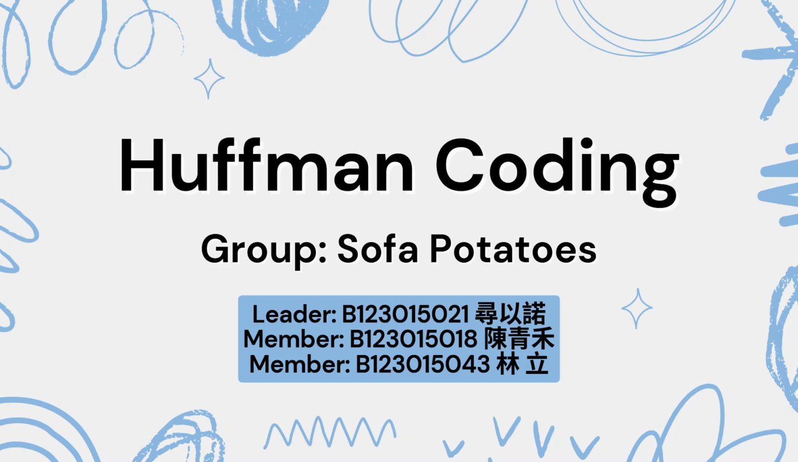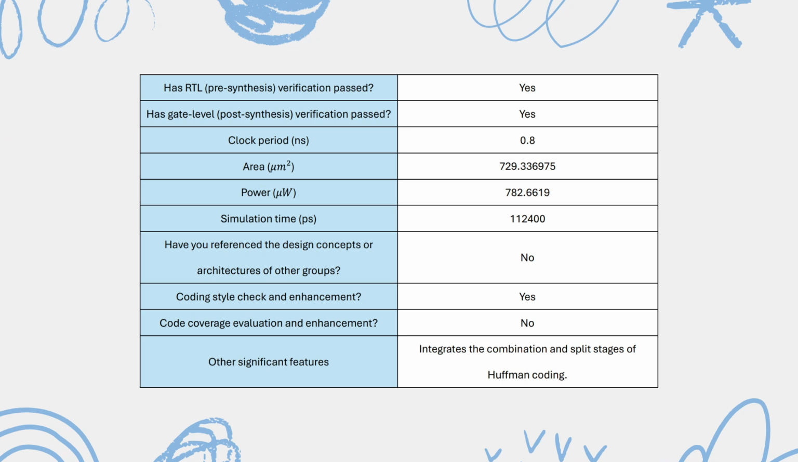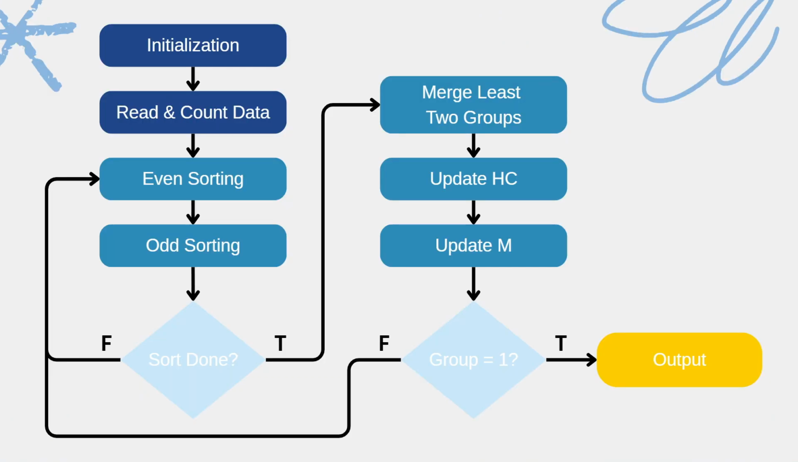We are Group Sofa Potatoes, and this is our Huffman coding presentation. We have passed both RTL and gate level verification. The chosen clock period is 0.8 nanoseconds, with area, power, and simulation time provided. We have also done coding style check, but not yet code coverage.